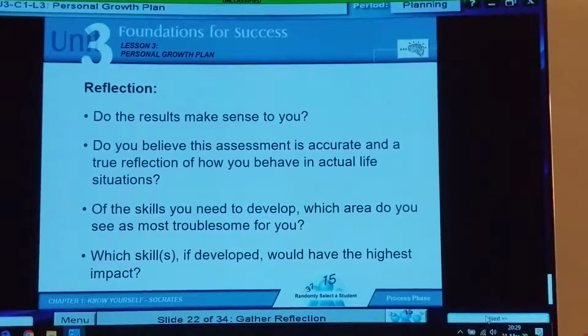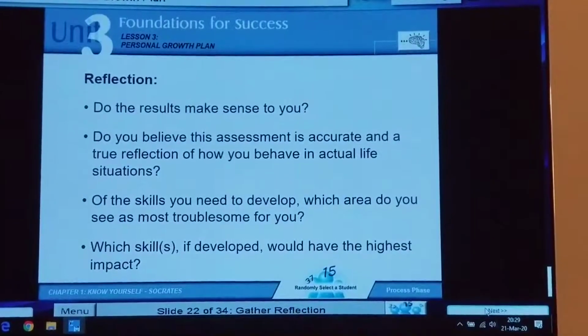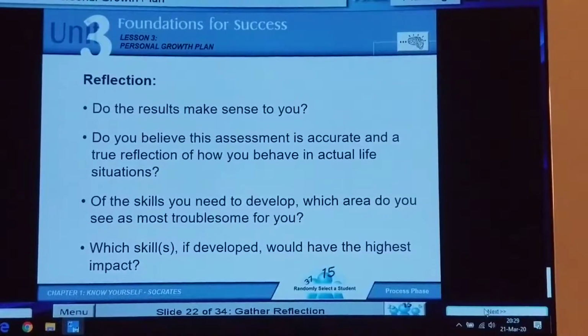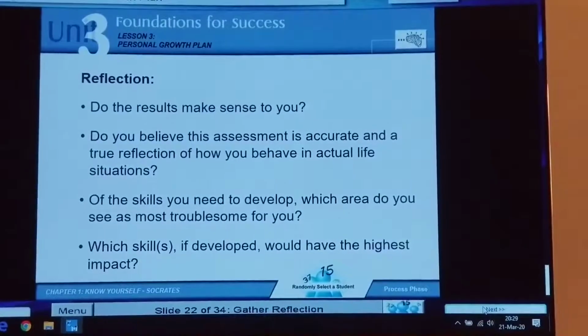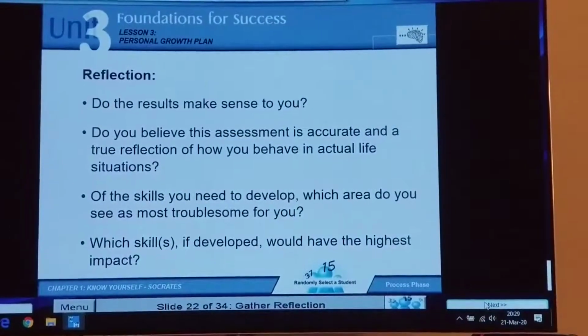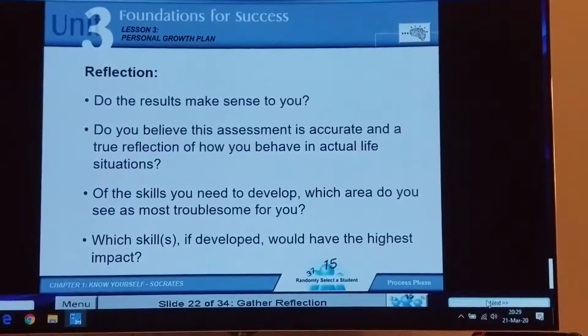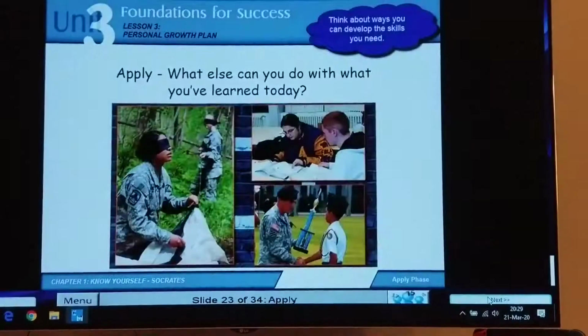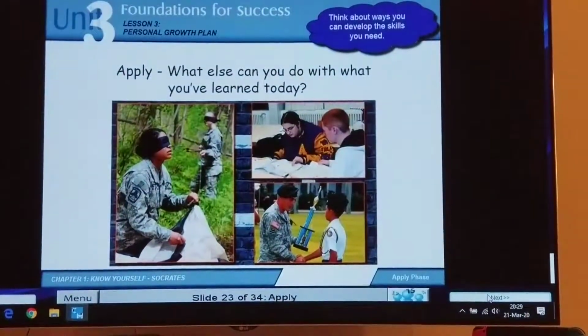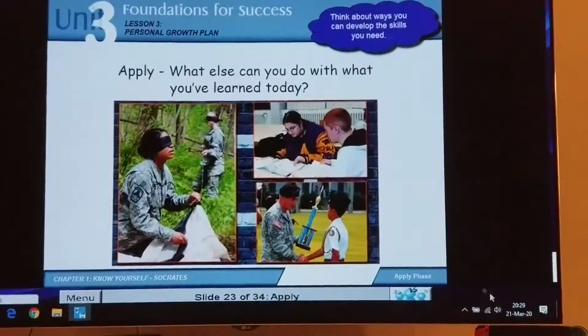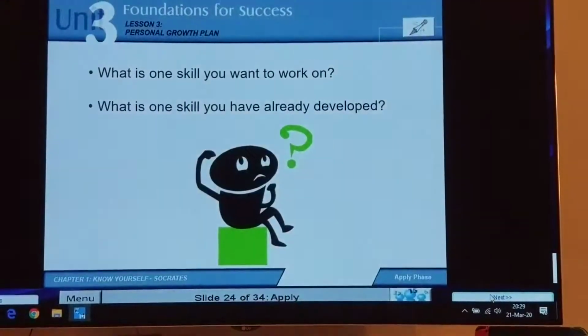You're assessing yourself. Of the skills you need to develop, which areas do you see as most troublesome for you? Those are things you want to work on. Which skills, if developed, would have the highest impact? It depends on what it is you want to do after you graduate. Think about ways you can develop the skills that you need. What one skill do you want to work on?